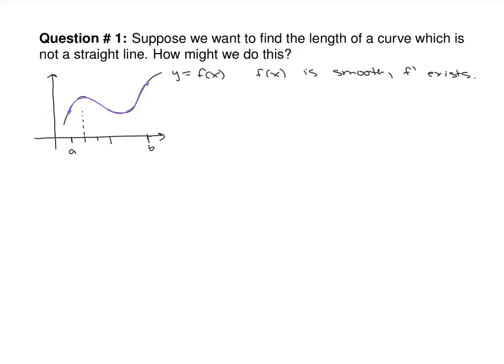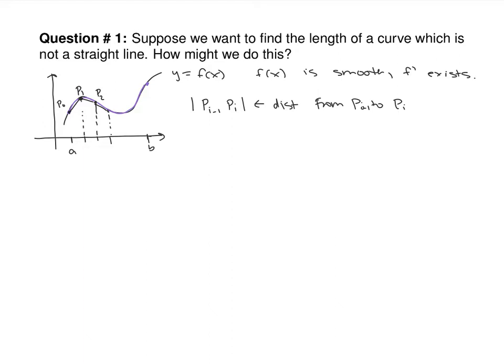And you say, well, on each piece, I can approximate it by a straight line, because you can find lengths of straight lines. So what I'm going to do is define the distance between two points. We'll call this p sub 0, this is p sub 1, this is p sub 2. These little bars are going to mean the distance between p sub i minus 1 and p sub i. So that is the distance from p sub i minus 1 to p sub i.